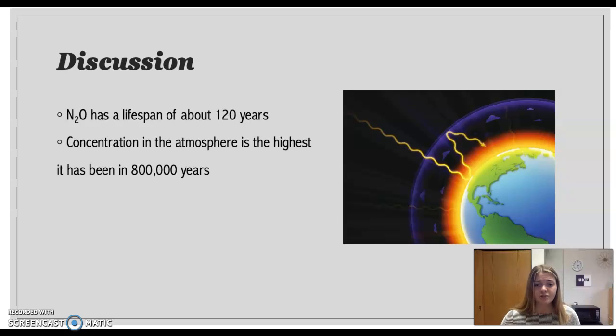The concentration of nitrous oxide in the atmosphere is also the highest it's been in 800,000 years. This is mainly due to the fact that we went through the Industrial Revolution. Since the Industrial Revolution, the concentration has risen 16%.